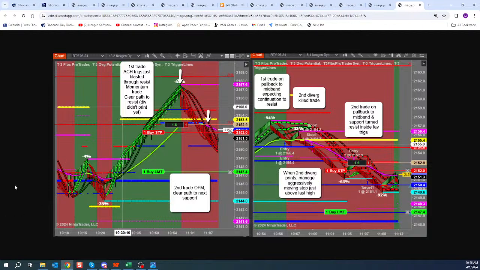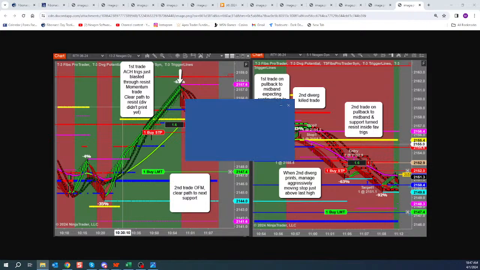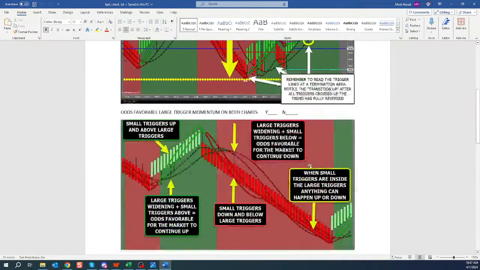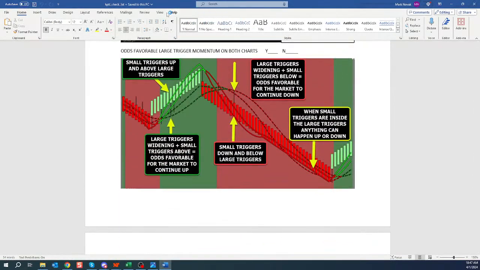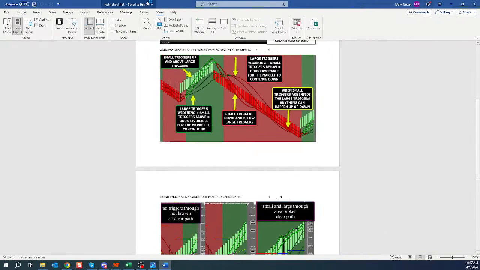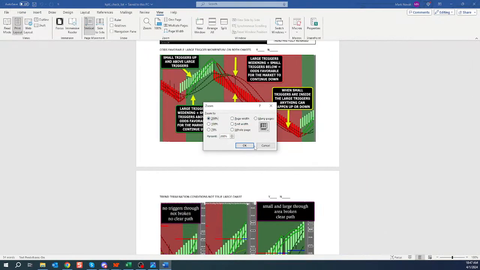First trade. Not quite anything can happen. You had more momentum than you thought, Pedro. So let's look at the picture of anything can happen triggers and compare it to the picture of odds favorable. Here we go.